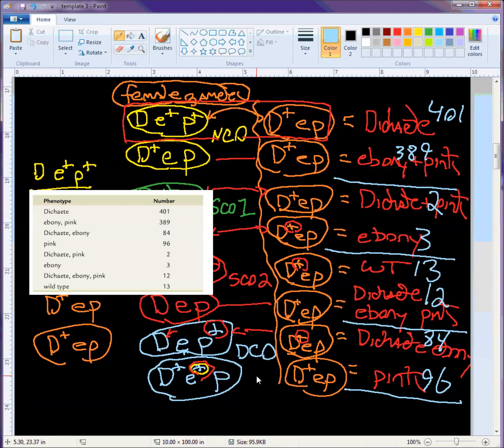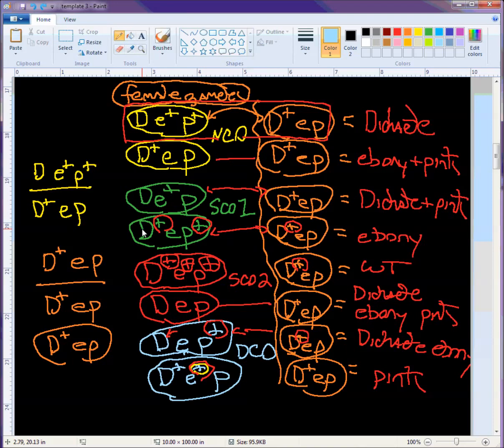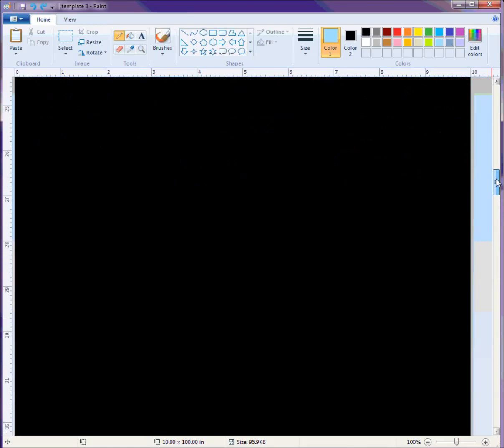Well, we need to change our prediction. I'm going to get rid of all of this. We need to pretty much get rid of everything, so we need to make a new model. Let's see if we can do this quickly. Starting over, the previous time we predicted E was in the middle. Let's predict P is in the middle. So D plus P, then E.